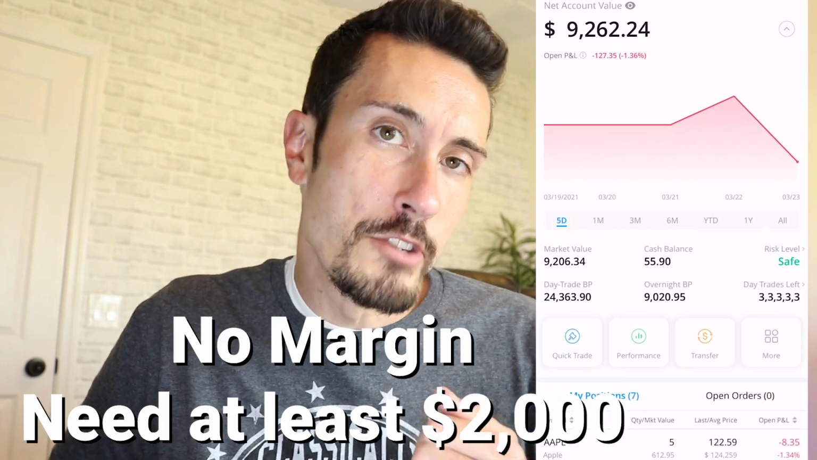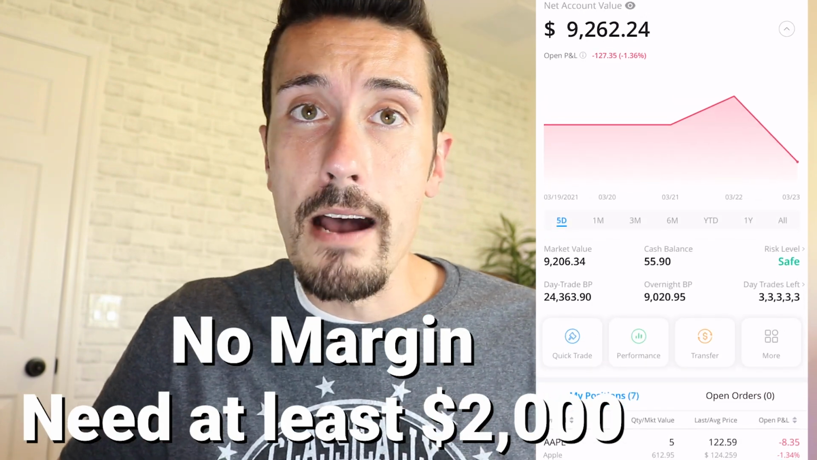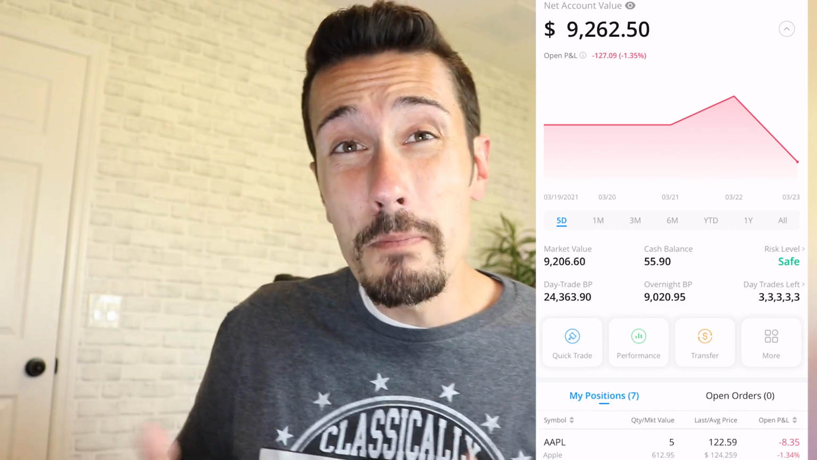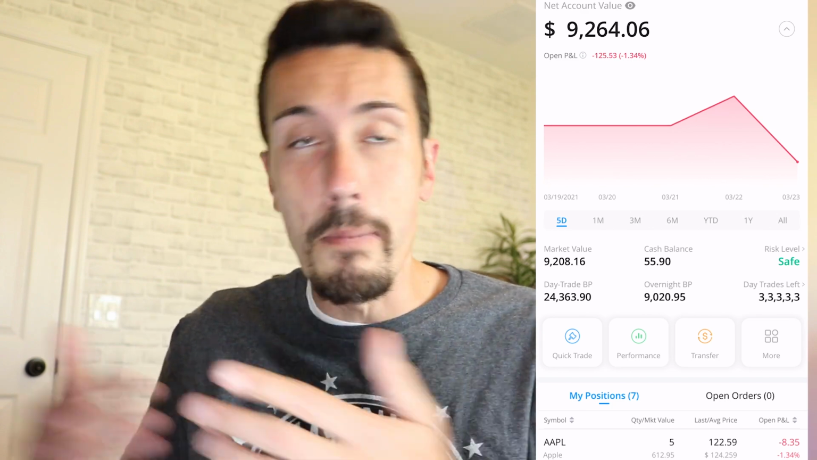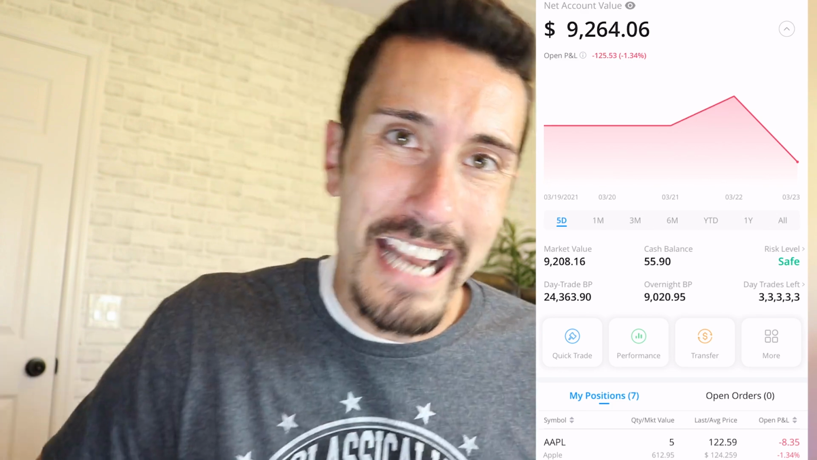You need a minimum of $2,000 in your Webull account in order to activate margin. So once you build your portfolio up to $2,000, whether you're seeing growth out of your stocks or you deposit $2,000 or more, then you'll get access to margin.